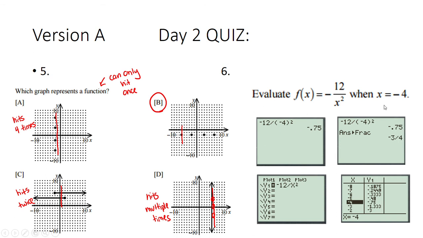On number 6, we're plugging in negative 4, so we have to make sure you use parentheses. You can use your normal part of your calculator and plug in negative 12 divided by negative 4 in parentheses squared, which is negative 0.75, or if you hit math enter, negative 3/4. Or if you use your y equals key, which you can because f of x is the same thing as y equals, then you'll see the negative 0.75, which is totally fine as the answer.